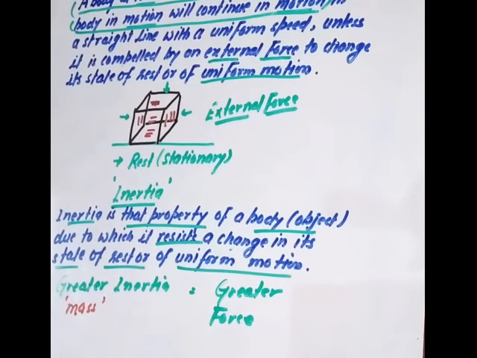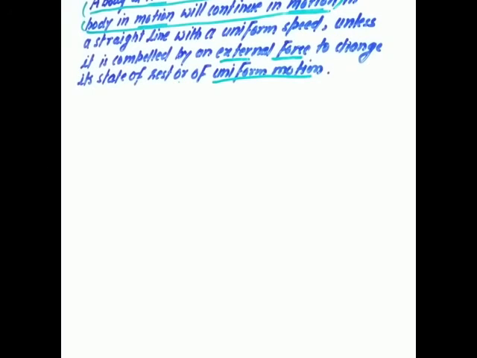Then we can understand the next part of Newton's first law of motion. The second part says a body in motion will continue in motion. When we see the first part of Newton's first law of motion, we think that the second part appears to be wrong. At first sight, it would appear to be wrong that a body moving at uniform speed in a straight line will continue to move.